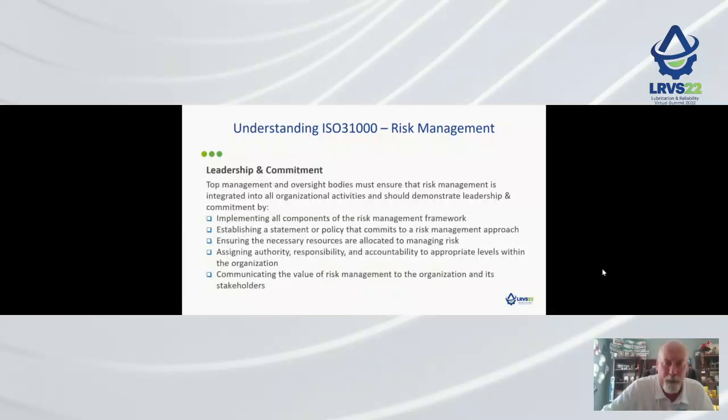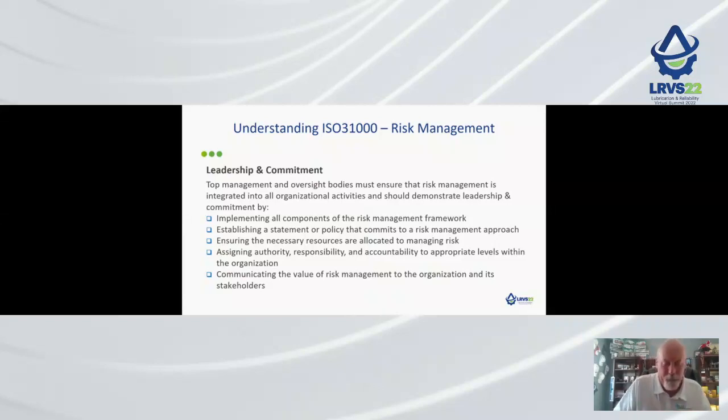So on the next slide, we're going to talk about leadership and their commitment. So top management is the oversight of this thing called risk management and the risk management framework. Now, I get asked a lot of times, show me the risk management framework. I am. That's the 8 elements that we're going to cover today. That is the asset management framework. It's the same thing with the asset management framework in the ISO 55000, it's the 7 clauses. In the risk management, it's the 8 clauses.